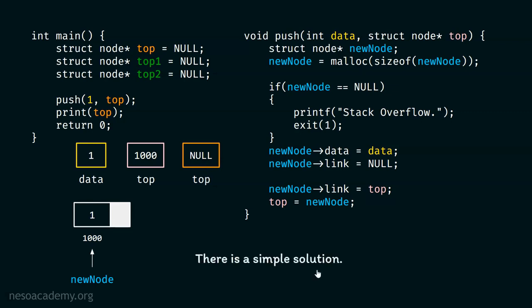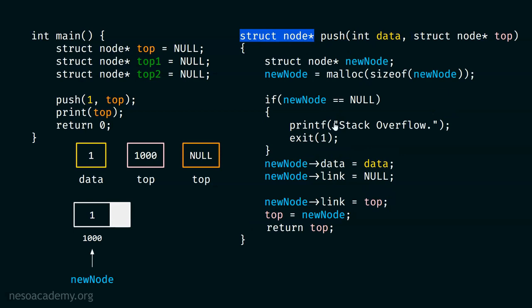But there is a simple solution to this problem. Actually, what we can do is simply return top from the push function. It is simple. We can simply write this line of code, return top, and here we have to replace void by struct node star, because we know that top is the pointer to a struct node. That's why we must replace this by struct node star. And here we must write top equal to push 1 comma top, right? In this way, this top pointer will receive this address 1000. So therefore, this null will get replaced by 1000.